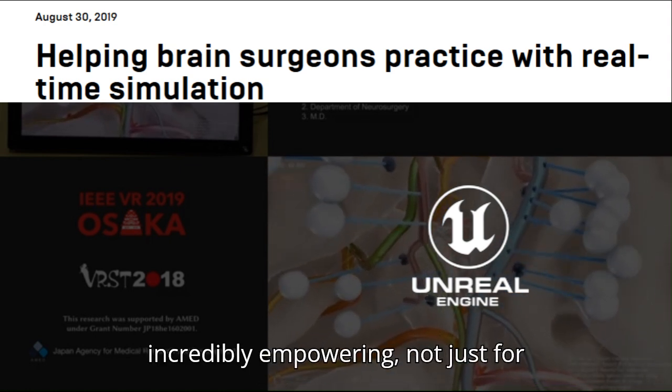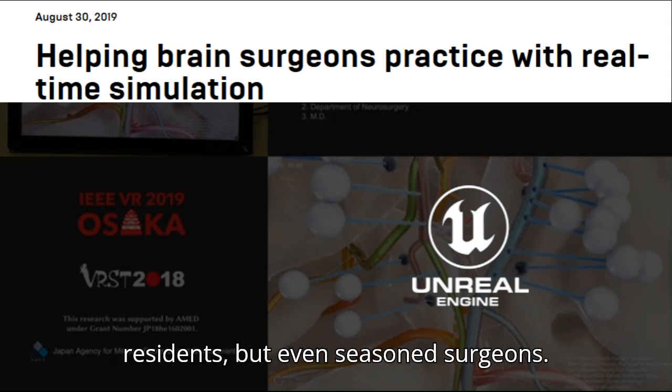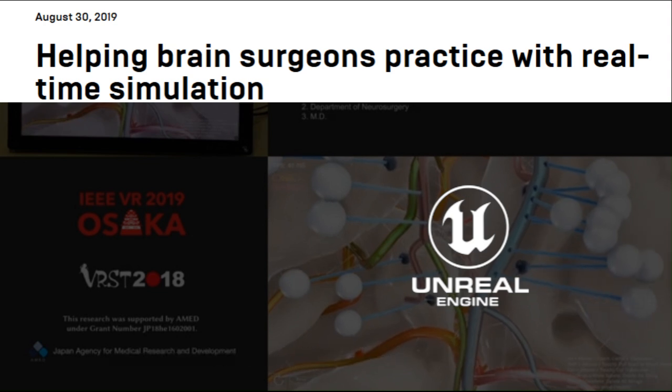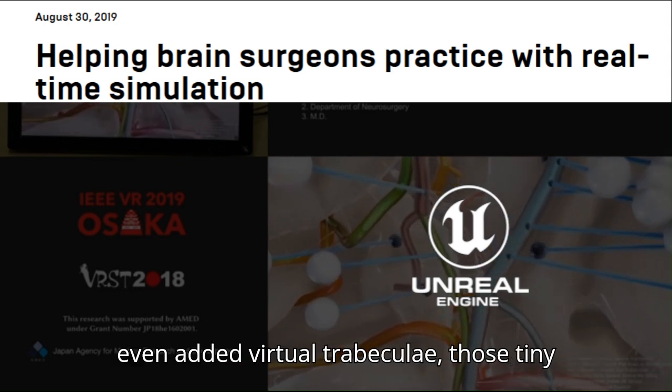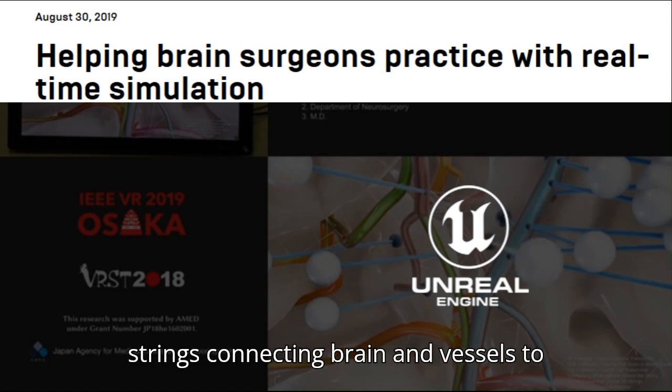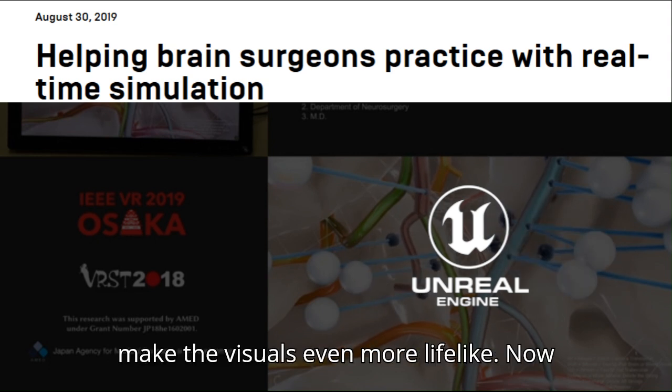This sounds like it would be incredibly empowering, not just for residents, but even seasoned surgeons. You could plan your approach before going in. That was the whole idea. And they even added virtual trabeculae, those tiny strings connecting brain and vessels, to make the visuals even more lifelike.